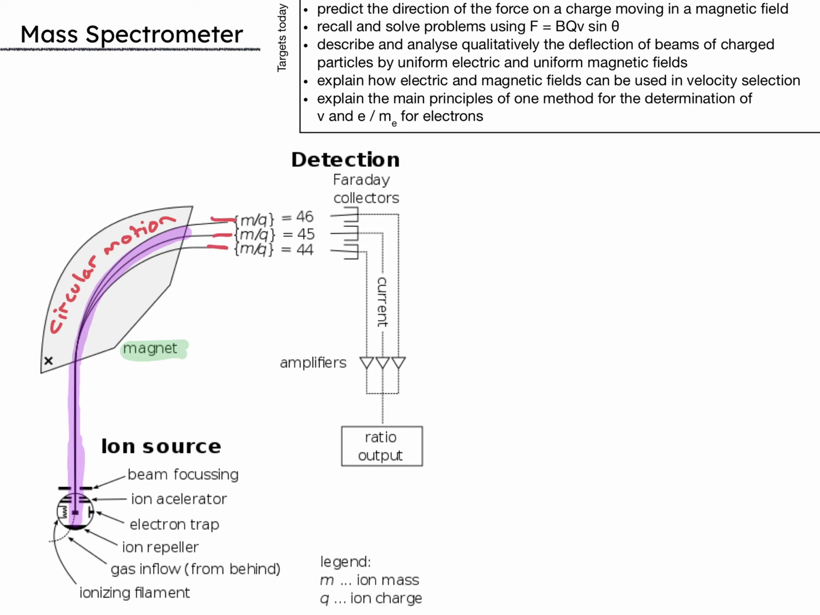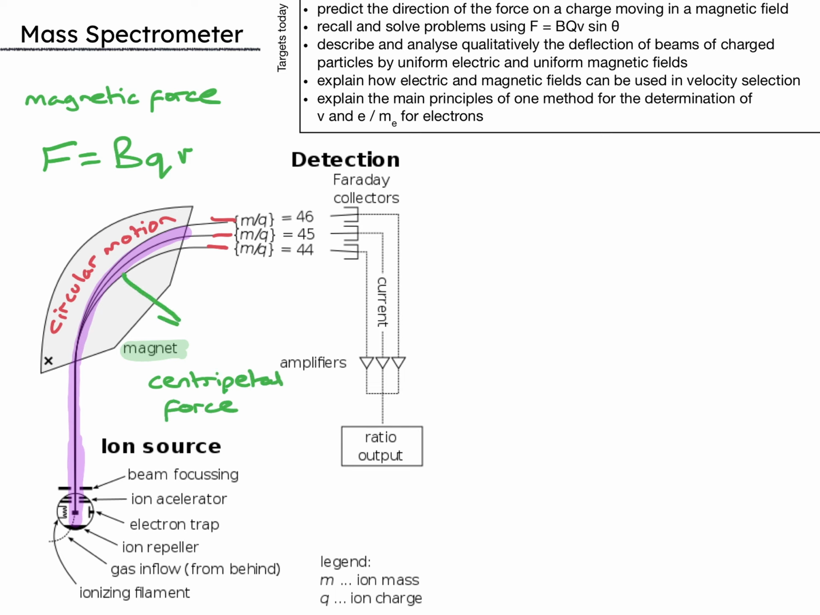So if we're going to make the charged beam move in a circle using a magnetic field, we're going to supply a magnetic force to it. And that force is given by F equals BQV. And that is going to be equal to the centripetal force to keep it in circular motion. So that's F equals mv squared over r. This gives us BQV equals mv squared over r, or BQ equals mv over r.